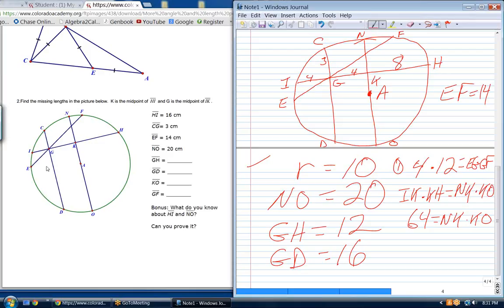GF. I know GF, don't I? Yeah, I know that EG times GF was equal to 48. Yeah. And so GF was equal to... GF times EG was equal to IG times GH. That's where I got the 48.